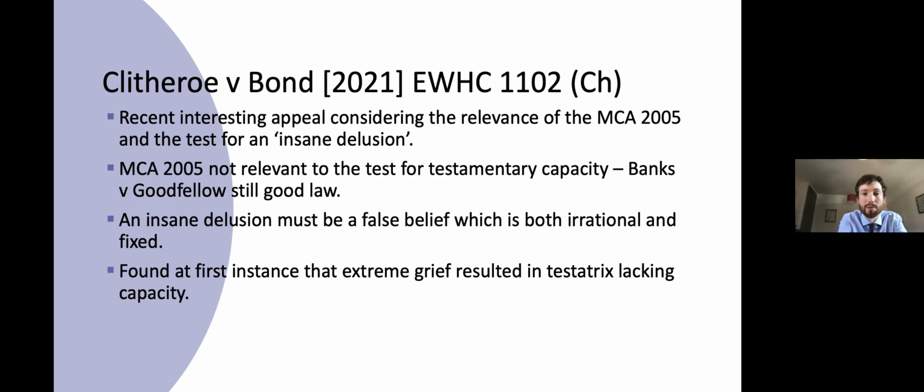Now, that was patently wrong because the cause of the divorce was that the testatrix had discovered that her husband had been abusing this surviving daughter. And so clearly it wasn't the daughter's fault. It wasn't the daughter who had caused the divorce, but the actions of her husband. So that was a false belief. It was both irrational, there was no reasonable grounds for it, and it was fixed. And so it looks like the court may uphold the first instance decision on that point, that it was an insane delusion. So interesting one for showing that extreme grief could, in rare circumstances, be sufficient to reduce capacity, and for considering what amounts to an insane delusion.